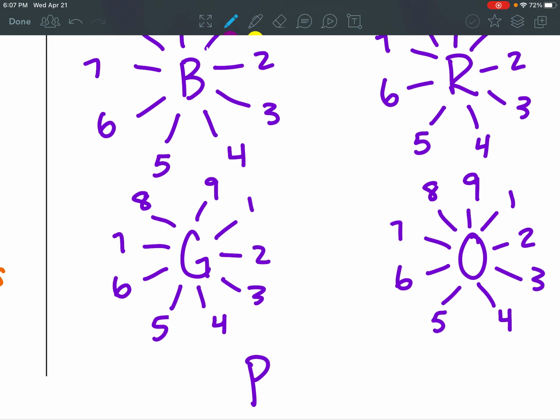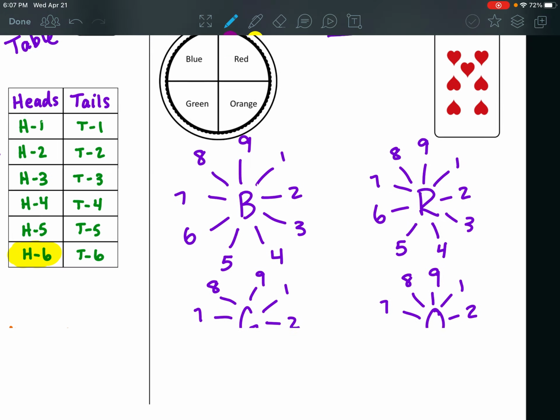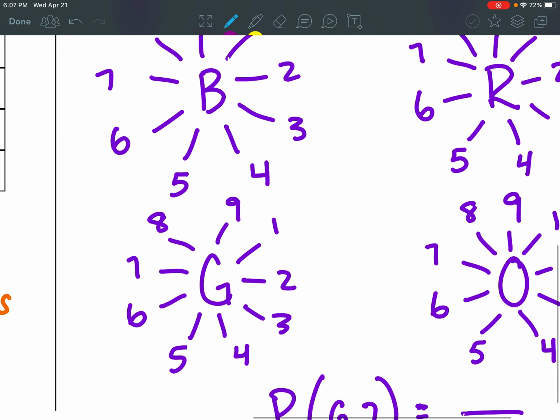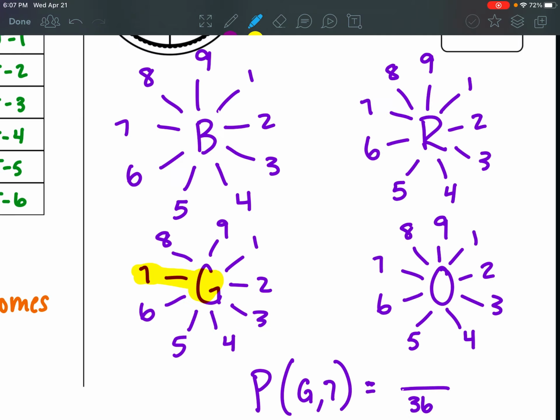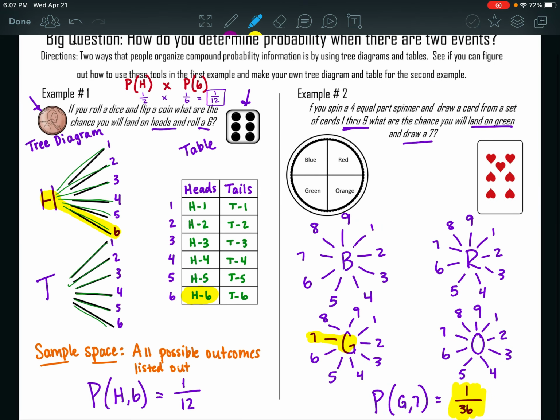So if we're finding the probability of landing on green and drawing a 7, well, the bottom number in our fraction is 36. Then how many of them are green and 7? Well, let's go to our tree diagram here with a green and then a 7. There's only one possible outcome in all of those outcomes that we listed there. So 1 out of 36 is our probability for this one.